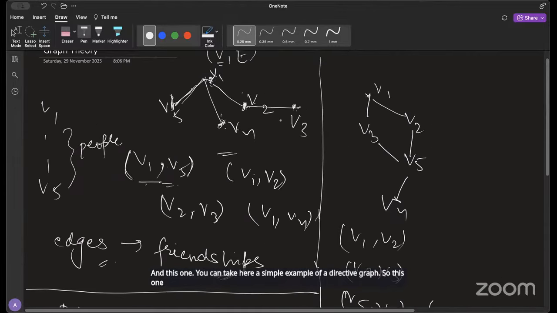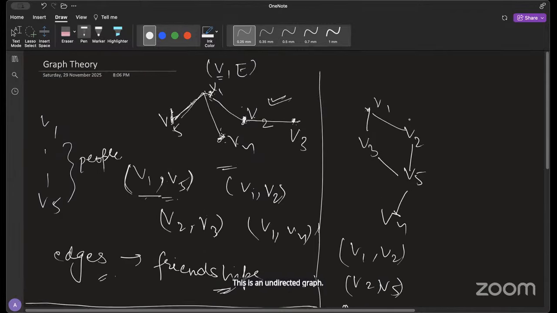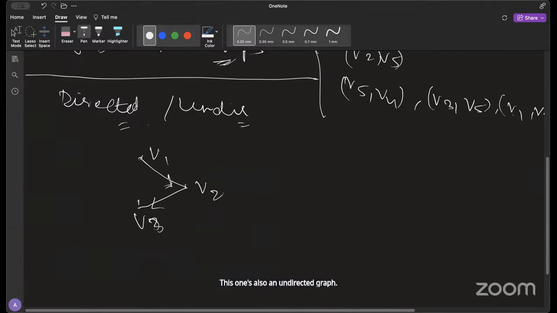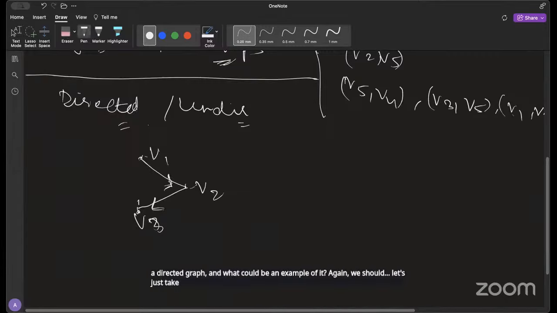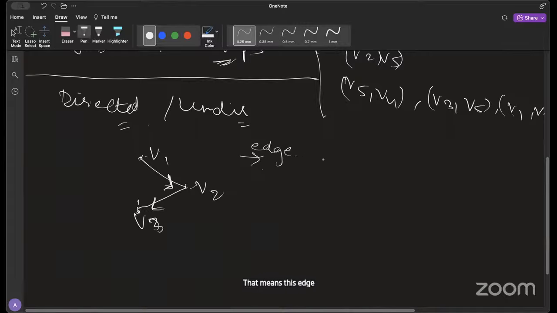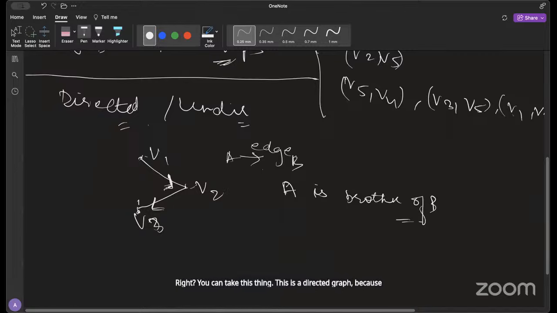So this one that we drew initially for the friendship one was an undirected graph. This is an undirected graph. This one's also an undirected graph. And when you see arrows here, it's called a directed graph. And what could be an example of it? Let's just take people here. If this is an arrow, that means this edge represents that if this is A and this is B, then A is brother of B, right? This is a directed graph because you have directions here, right?